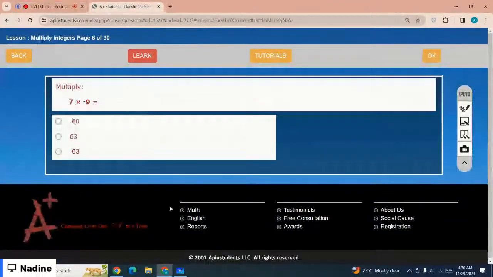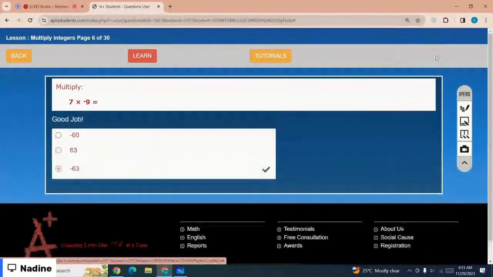Okay. Negative 9 times 7, which is the correct option? That is negative 63. Do not forget to put the sign, right? 9 times negative 7 times negative 9 is negative 63, right?